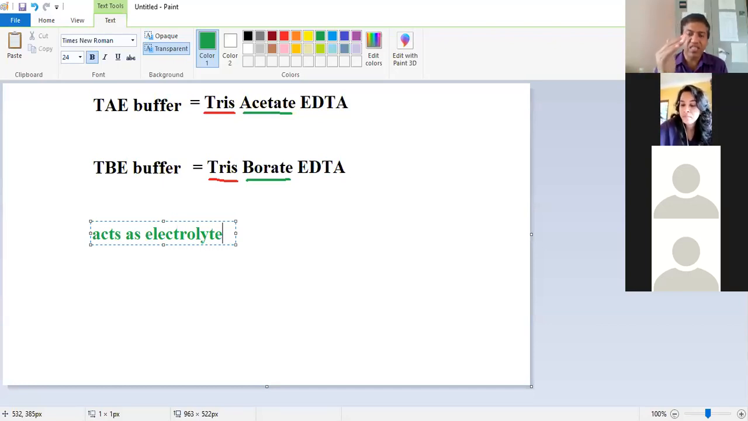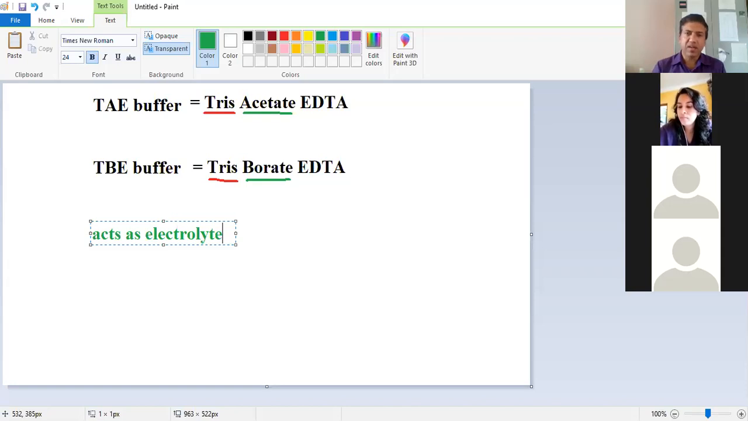Okay, so acetate and borate, these two are the actual electrolytes. Acetate comes from acetic acid, borate comes from boric acid. If you do not add Tris, what will happen? Acetic acid is acidic, the pH will be low, and your DNA will not move. That is why it is essential to add the Tris, to keep the pH at an alkaline level. So acetate or borate act as the electrolyte.